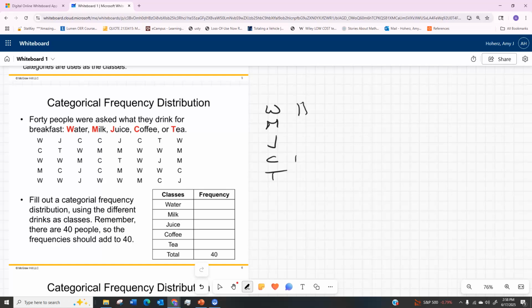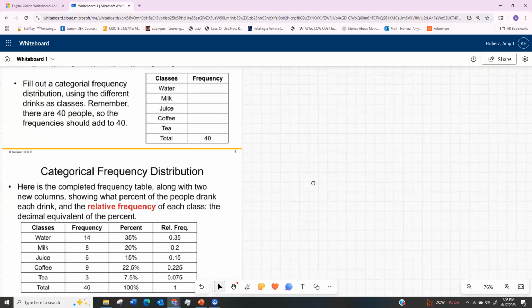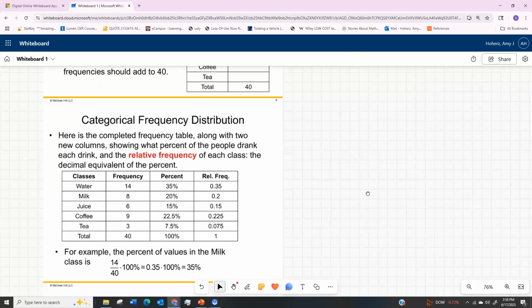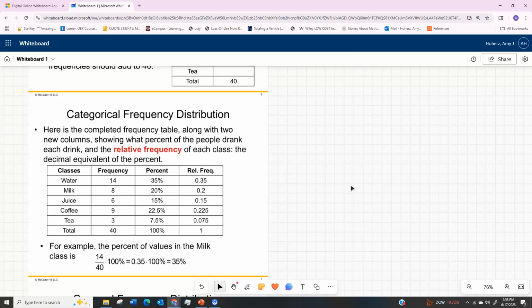Water, milk, water. You would do that, there's your first column, and then you would do that for your other columns. We're going to cheat a little bit and just go with what they have here. They've already got it completed for us. They've gone through and tallied that up, and this is what they've gotten for the categorical frequency distribution. Again, the grouped frequency is when you group the numbers into classes. We're just doing a categorical frequency distribution because these are just categories, not groups of numbers.